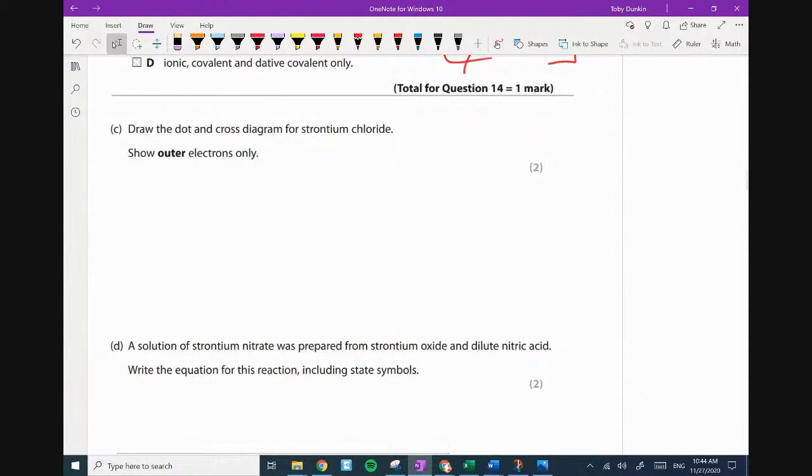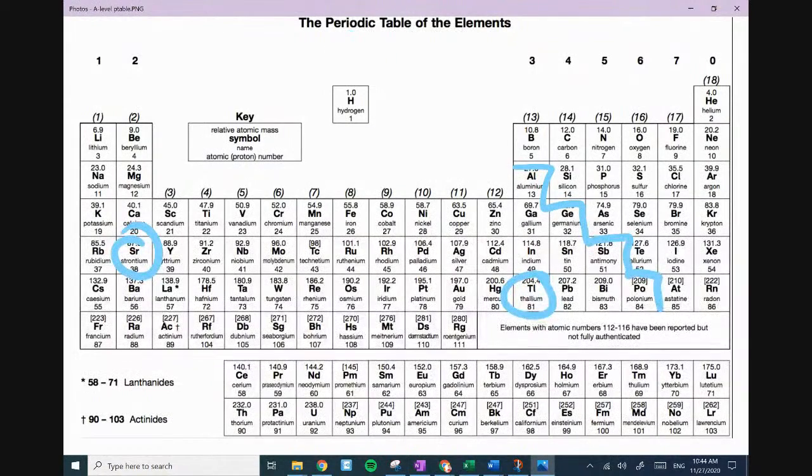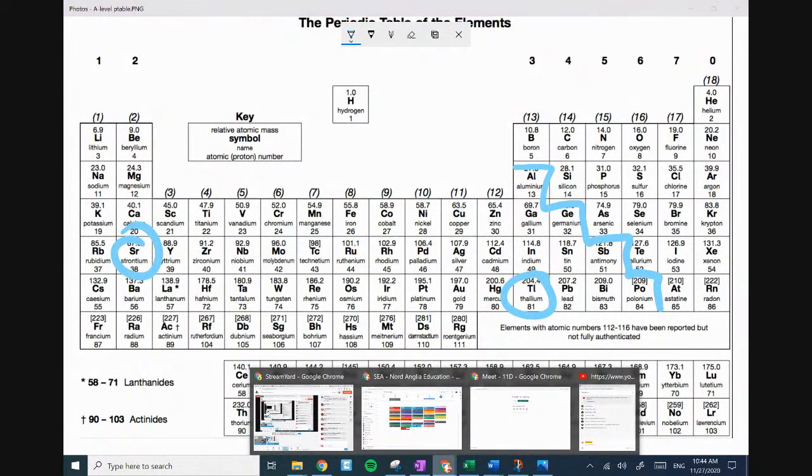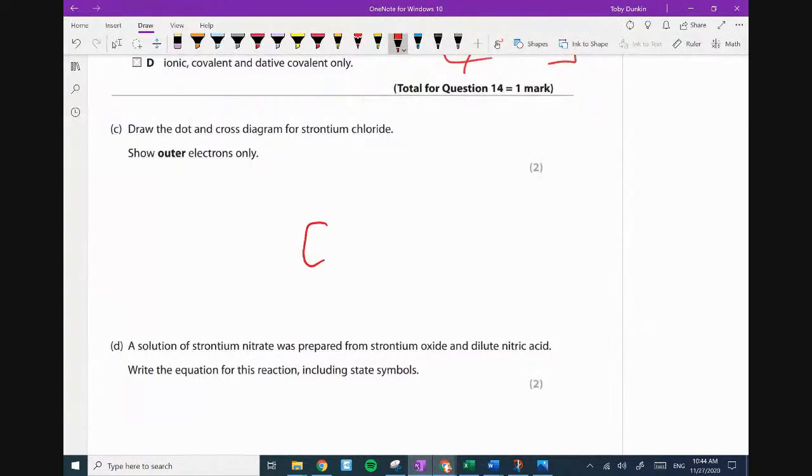Draw the dot and cross diagram for strontium chloride. Okay, so strontium is a 2+. Periodic table, strontium is a 2+. We need 2 chloride ions. So Sr, show outer shells only. What that means is Sr doesn't need it at all because Sr has lost its outer shell. Winner. Right, now add your chloride ions.